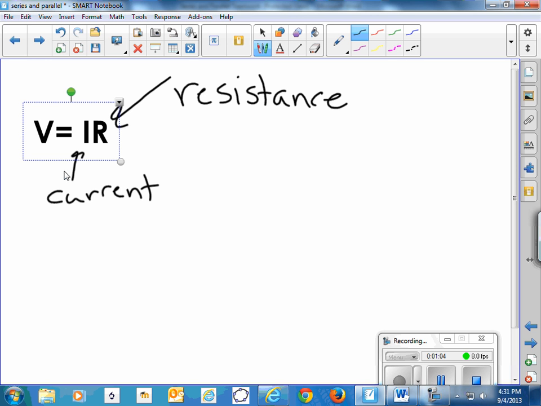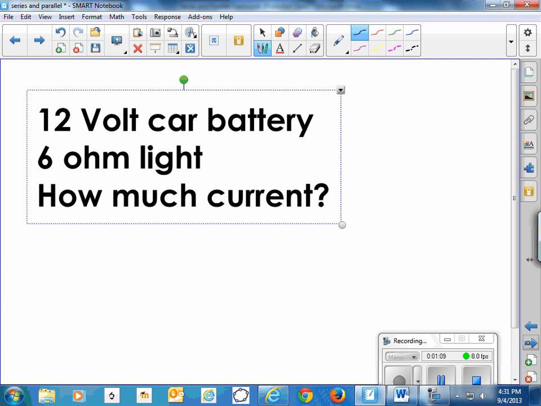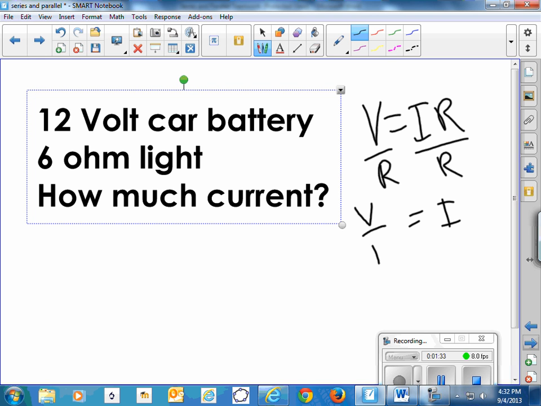Okay, so if we have a 12-volt car battery and a 6-ohm light, how much current would flow? Well, we know that the voltage is equal to the current times the resistance. So if we wanted to find the current, we would solve for I, divide both sides by R. So the current is equal to the voltage divided by the resistance. Well, we know the voltage is 12. Resistance is 6 ohms. That gives us a current of 2 amps.